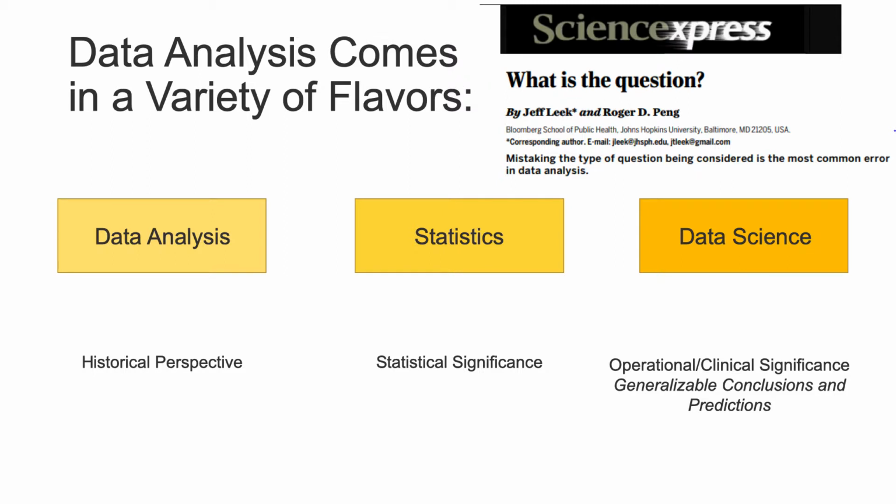So what we're seeing here is that data analysis is intrinsically historically looking. It's looking at what's happened in the past. In classical statistics, you're looking at statistical significance. You want to see whether two things are correlated with one another. But in data science, you're really looking for operational and clinical significance, right? Will making a change have some impact on what I do in the future? It's answering operational questions. And the hope is that it could provide generalizable conclusions and predictions.